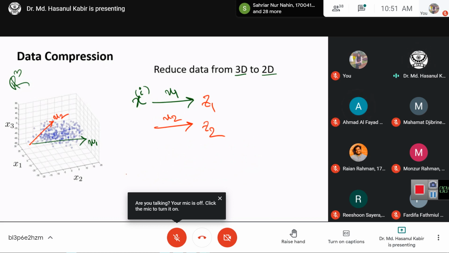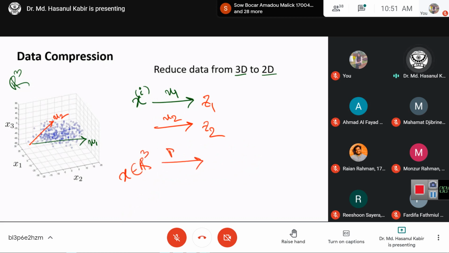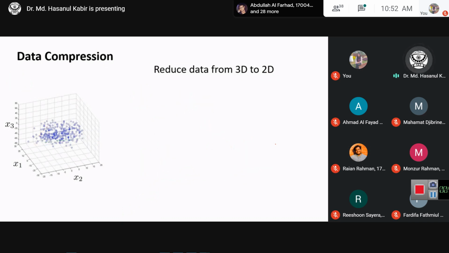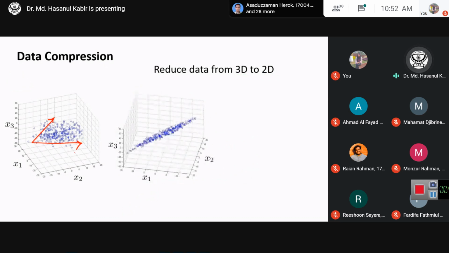Yes, sir. Previously, X belonged to this three-dimensional space. Now, once you have done this projection on the lines, you have got this vector Z, and Z belongs to which space? 2D or 3D? 2D. The vector Z belongs to the 2D space, right? Yes, sir. If we do it for all the points, don't you think it will look something like that after doing the projection? Yes or no?